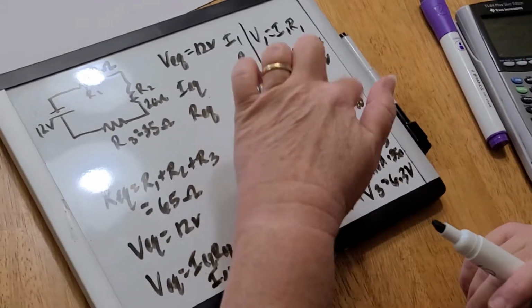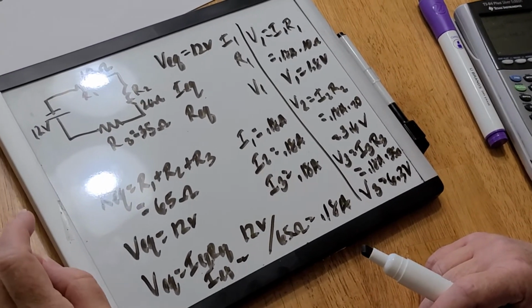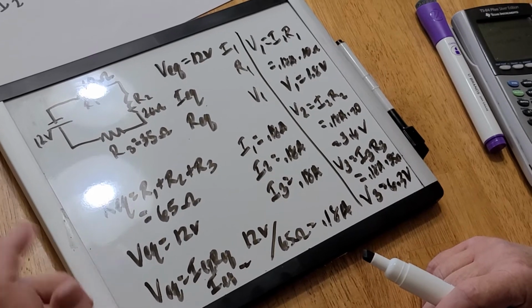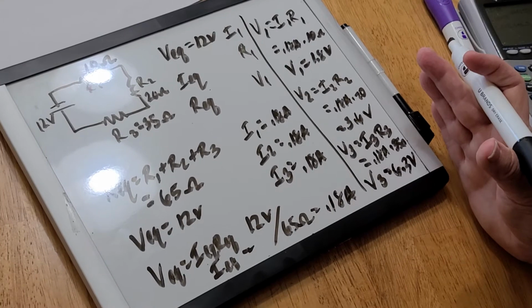That's close enough. I did some rounding up here, and that's why I didn't get an exact answer. But that's what it is, 11.7. So it worked out. And that's how you do the series circuit ones. You can find out everything, or you could be asked for just something specific.